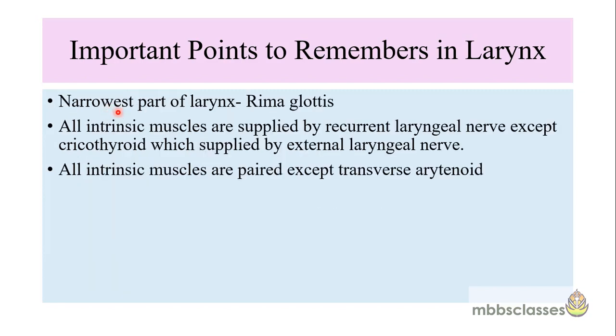The narrowest part of the larynx is the rima glottidis, that is the gap between the vocal folds. All the intrinsic muscles are supplied by the recurrent laryngeal nerve except the cricothyroid, which is supplied by the external laryngeal nerve. And last, all intrinsic muscles are paired except the transverse arytenoid.